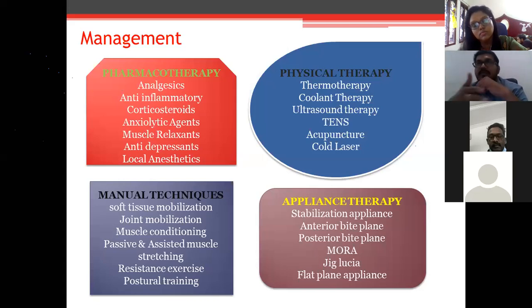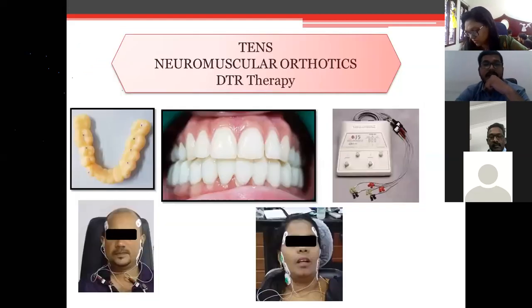And most of the time, dentists will use appliance therapy. There are n number of different appliances, starting from the stabilization appliance, anterior biplane appliance, posterior biplane appliance, Mora, then Jeanmonod appliance, a flat plane appliance. There are so many different appliances for treating temporomandibular joint disorders. But what I prefer in my practice, I am a neuromuscular dentist, so I always go for a TENS bite and a neuromuscular orthotic appliance.